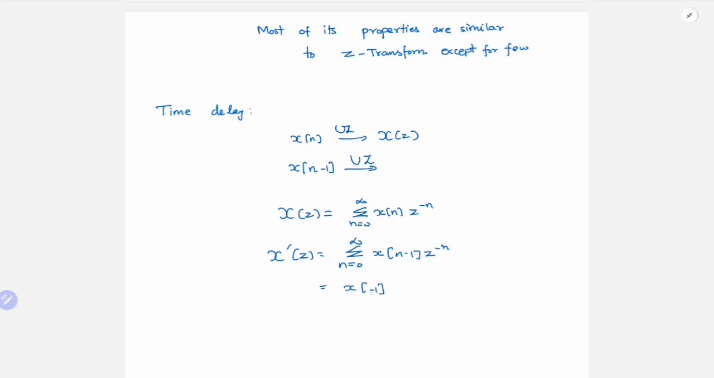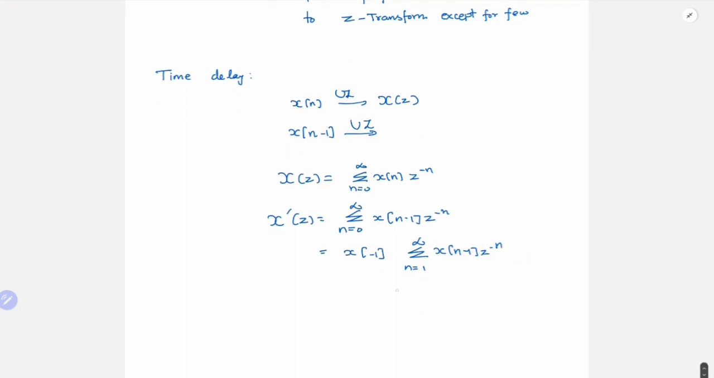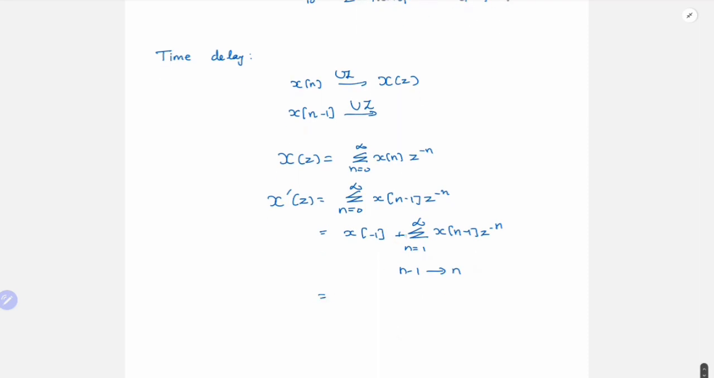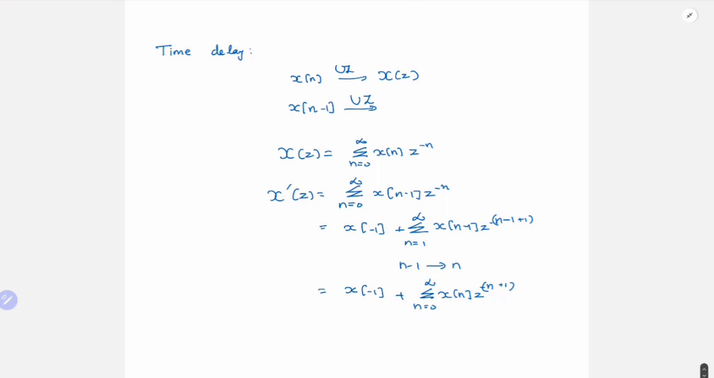You will get z of x of minus 1 plus summation n equal to 1 to infinity x of n minus 1 z power minus n. So you replace n minus 1 with n. Then this will transform to x of minus 1 plus summation n equal to 0 to infinity x of n z power minus n plus 1, correct? Because you can write it as minus 1 plus 1, and this n minus 1 you are replacing with n. So you'll get this, and z power minus 1 you can take it outside.